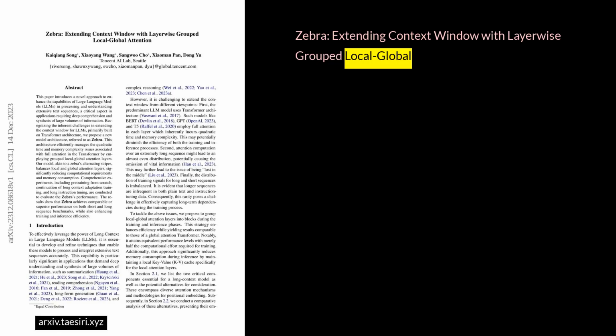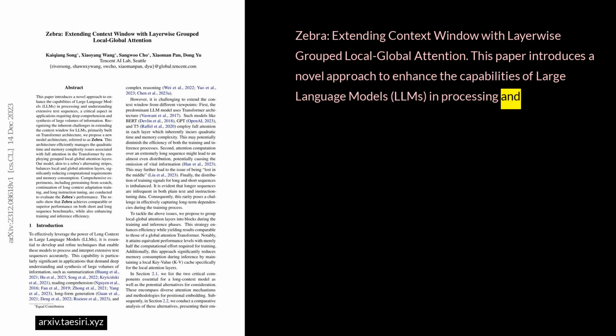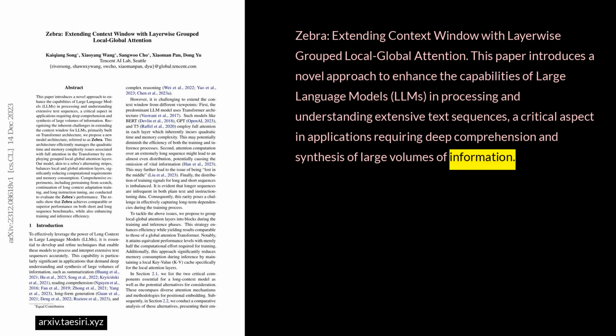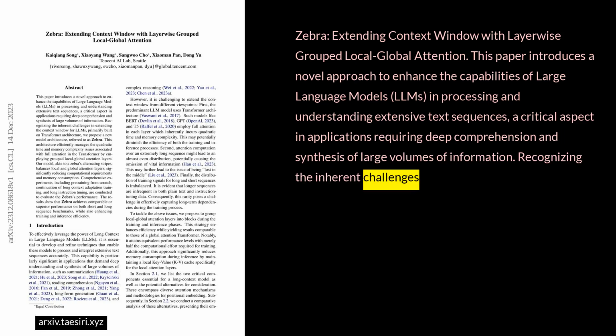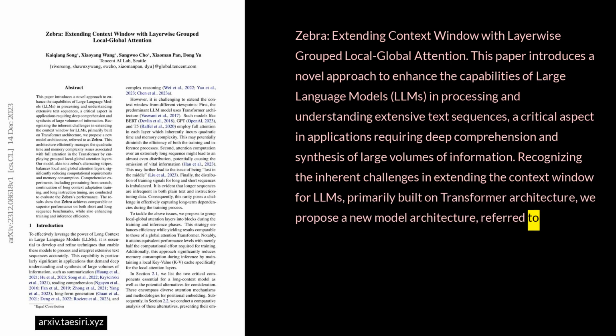Zebra, extending context window with layerwise grouped local-global attention. This paper introduces a novel approach to enhance the capabilities of large language models, LLMs, in processing and understanding extensive text sequences, a critical aspect in applications requiring deep comprehension and synthesis of large volumes of information. Recognizing the inherent challenges in extending the context window for LLMs, primarily built on transformer architecture, we propose a new model architecture, referred to as Zebra.